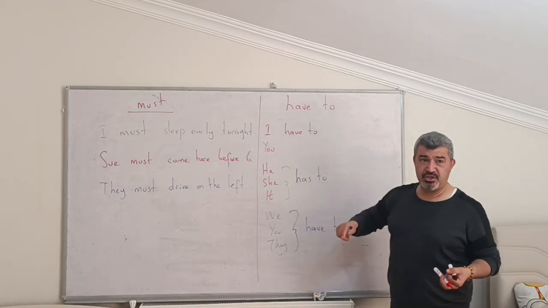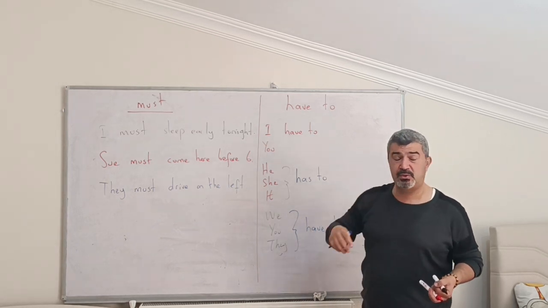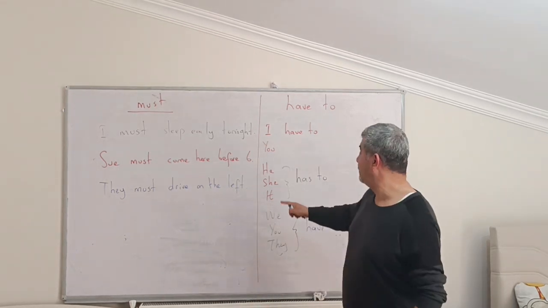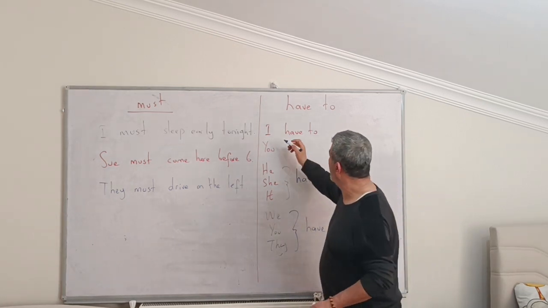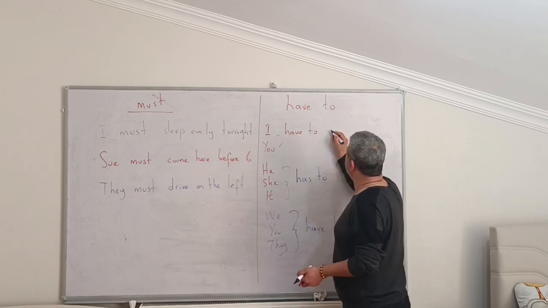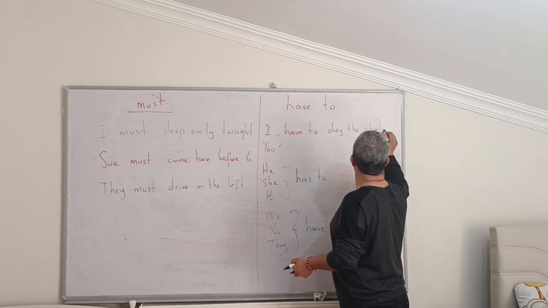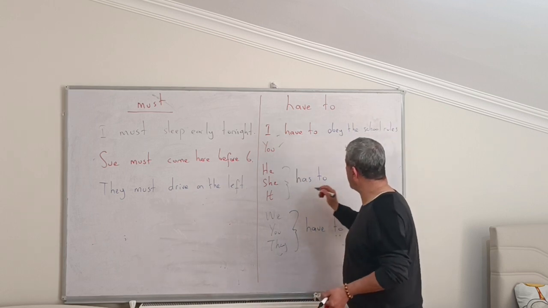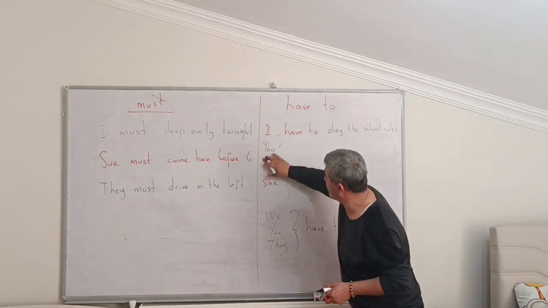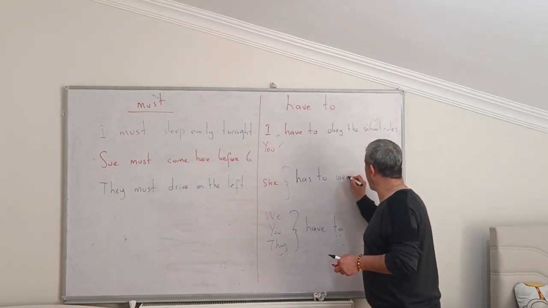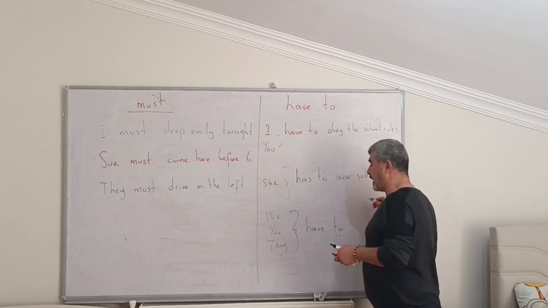Our model changes with the third singular subjects. With he, with she, with it, we say has to. Let me write: I have to, you have to. I have to obey the school rules. She has to wear school uniform.